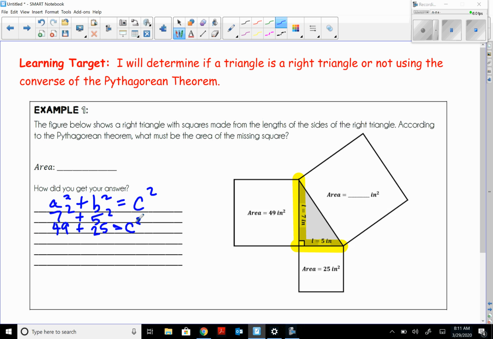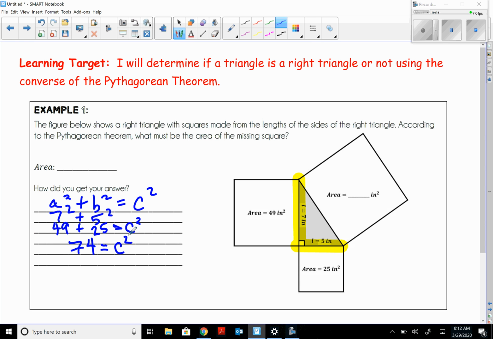So all we really need to do is solve this equation. So I need to add the 49 and the 25, which is 74. So 74 is equal to c squared.